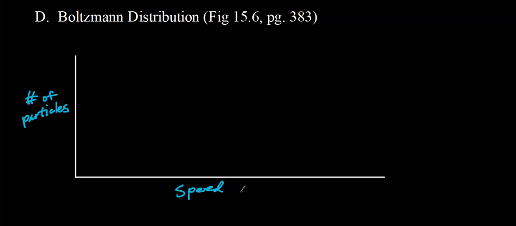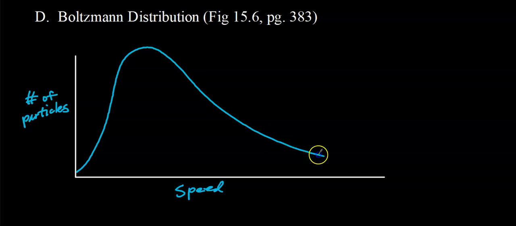Let's take a look at some substance at some temperature. The distribution of the speeds of the particles looks something like this. Let's say that this is the distribution of the particles in some substance at 20 degrees Celsius. So what do we see? Let's take a look at some of the points along this curve. How do we interpret this point here?